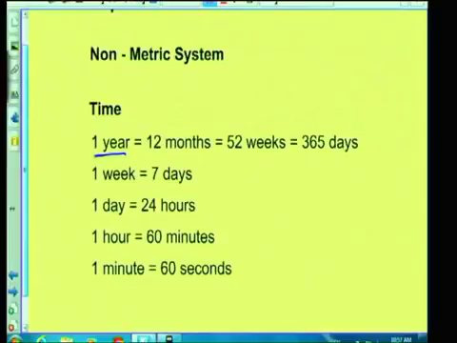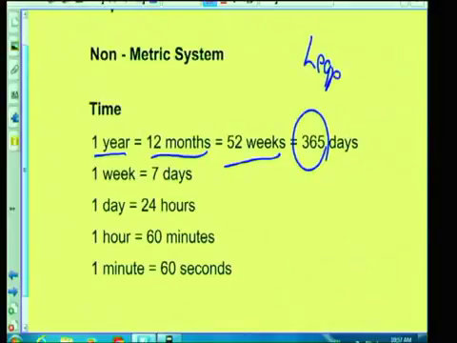1 year is 12 months, and there are 52 weeks in a year. We also know that most years are 365 days. But there's that thing called a leap year. A leap year happens every 4 years, and then there are 366 days in a leap year. Now, it happens every 4 years.